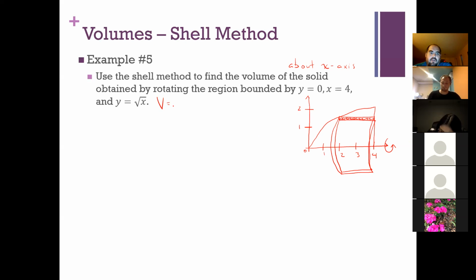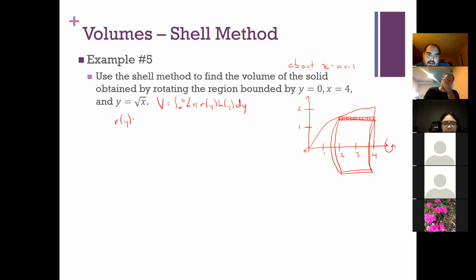So now we're setting up our integral from a to b of 2 pi times the radius as a function of y times the height as a function of y. So first, let's talk about radius in terms of y. What's a good expression for the radius in terms of our variable y? Would it just be y? Yeah, I think it would just simply be y again.